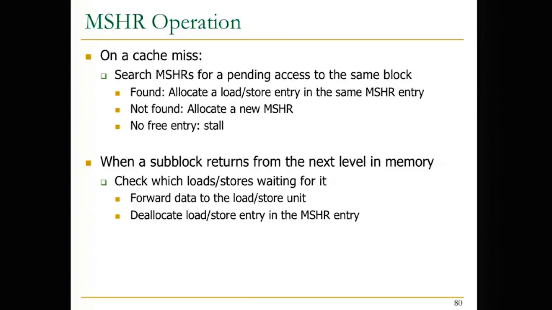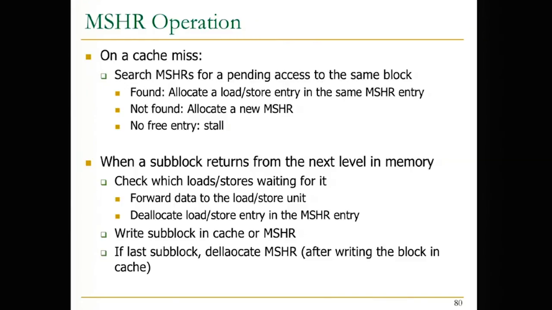When a sub-block returns from the next level in memory, you check which loads and stores are waiting for it, and forward the data to the load store unit. That's one way of doing it. And you deallocate the load store entry in the MSHR entry, right? And write the subblock in the cache or MSHR. Again, you have a policy over here. There are many design choices. You're designing the cache itself. If this is the last subblock that you're waiting for that block, you deallocate the MSHR because now you've gotten the full cache block. Nobody else should be waiting for it. Of course, you should deallocate the miss buffer after writing the block into the cache, right?